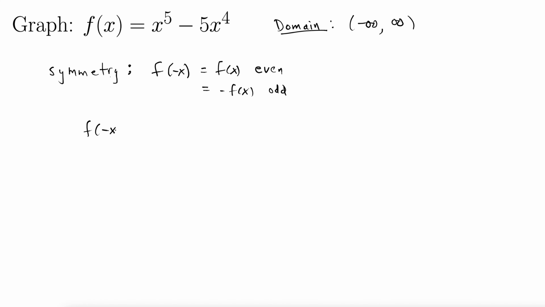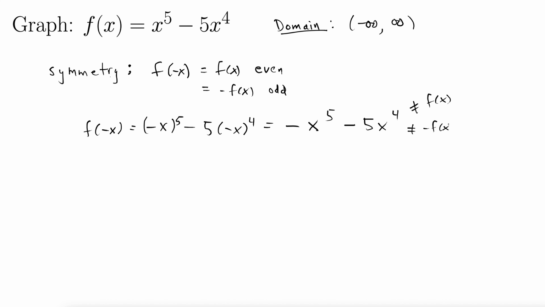f of negative x is negative x, in parentheses, to the fifth minus 5 times negative x to the fourth. Well, the first one, it's an odd exponent, so that just stays negative x to the fifth. The second one is even, so that becomes positive in there, but we still have minus 5, so negative x to the fifth minus 5x to the fourth. Well, this is not equal to f of x, and this is not equal to negative f of x, so this function is neither.